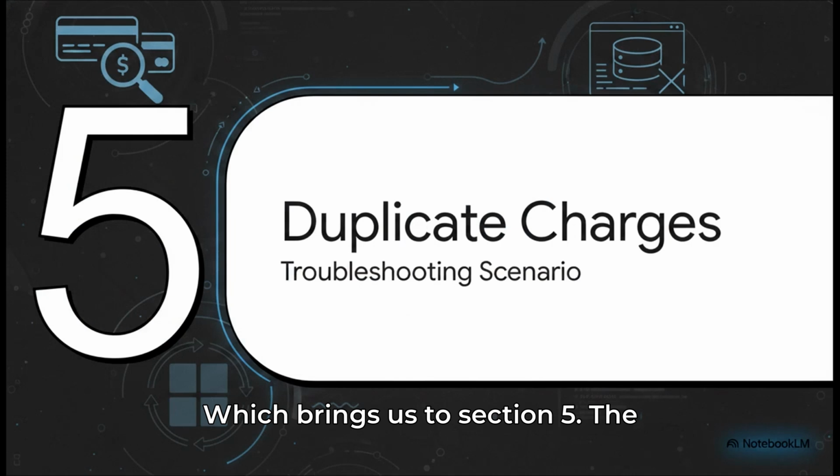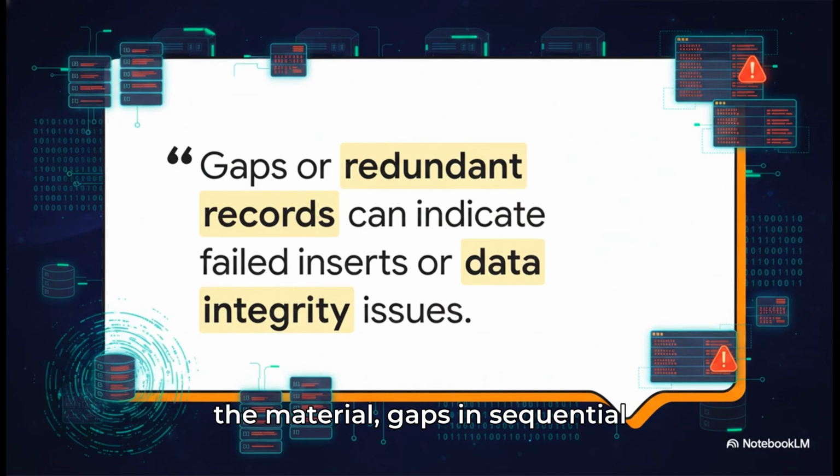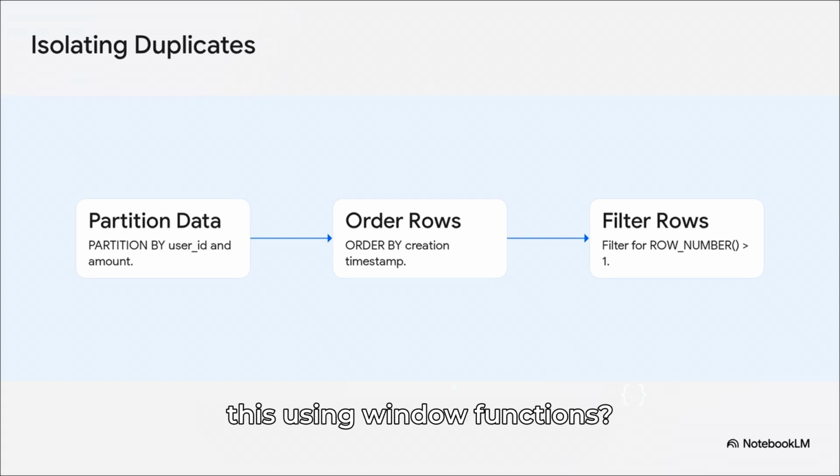Which brings us to Section 5, the real scenario, troubleshooting duplicate charges. As we know from the material, gaps in sequential data or redundant records in a high-volume payments table represent a severe data integrity issue. Imagine we've got a massive table, users are complaining, and we need to accurately isolate the exact rows where the duplication occurred, and we need to do it right now. So how does a senior engineer tackle this using window functions?